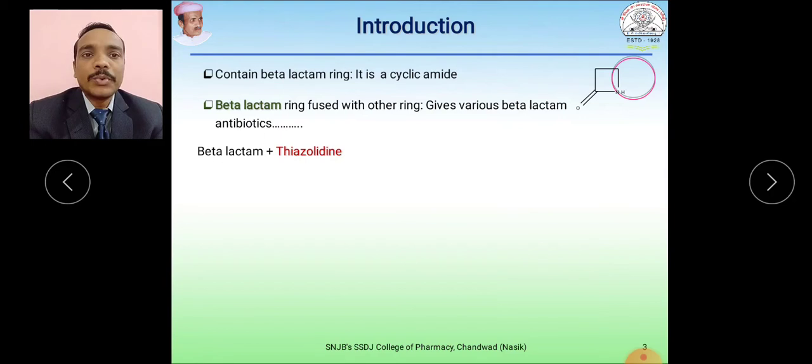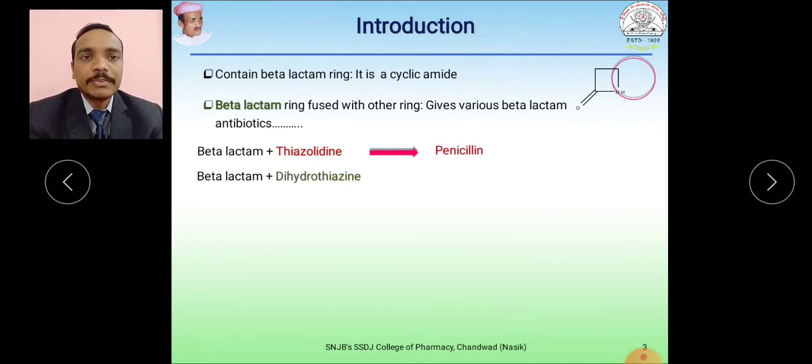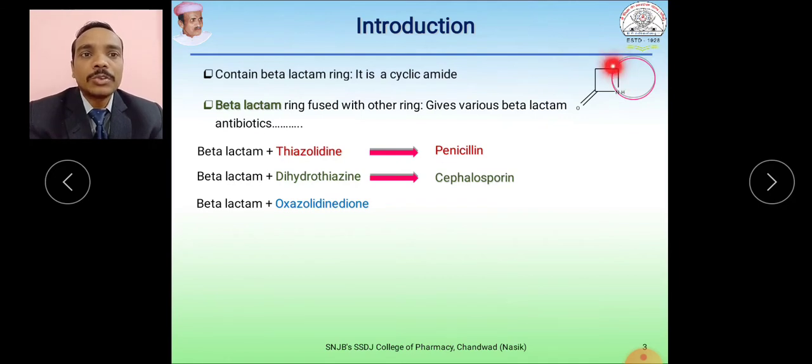When the beta-lactam ring is fused with a second heterocyclic ring, the thiazolidine, that gives the penicillin kind of antibiotic. When the beta-lactam ring is fused with the second heterocyclic ring, dihydrothiazine, that gives cephalosporin. The same beta-lactam ring when fused with oxazolidine gives us clavulanic acid.